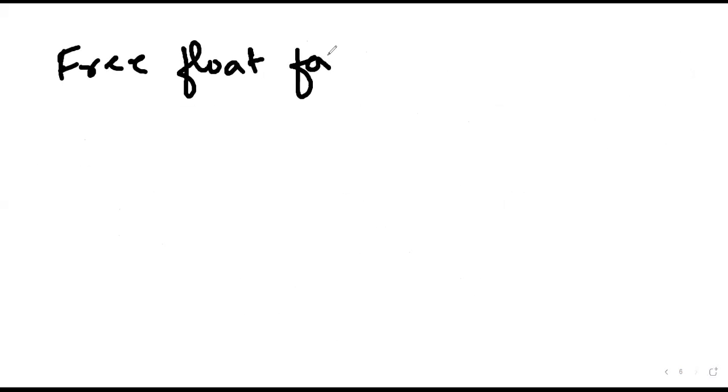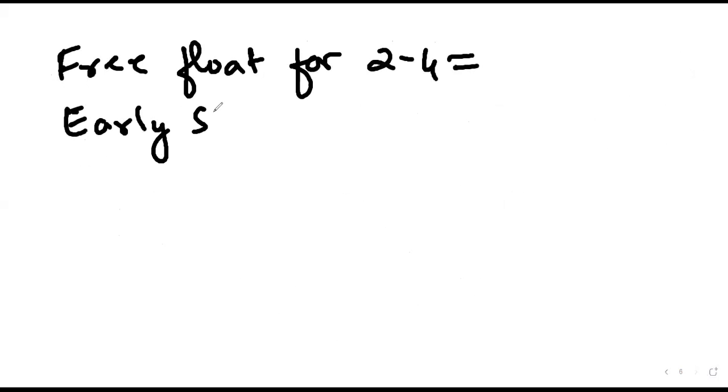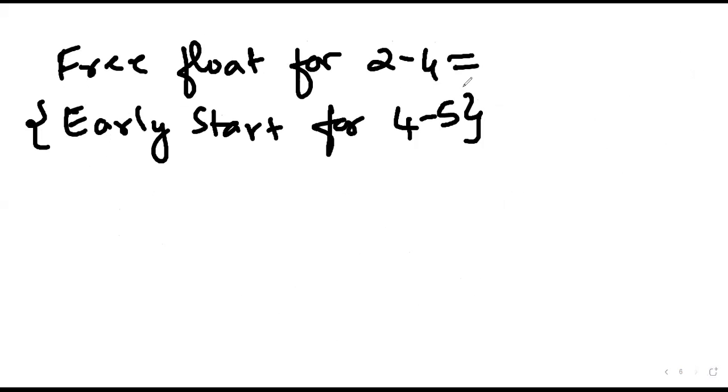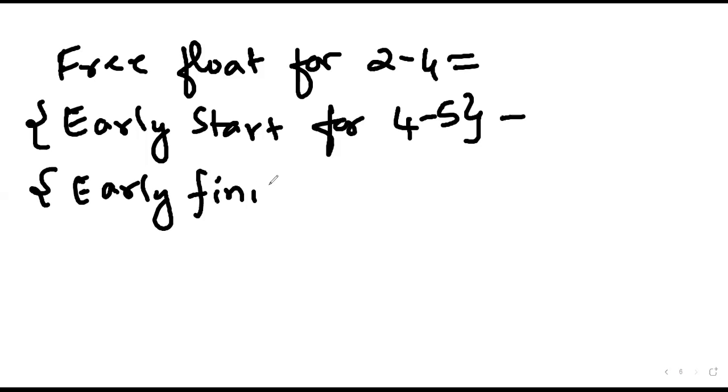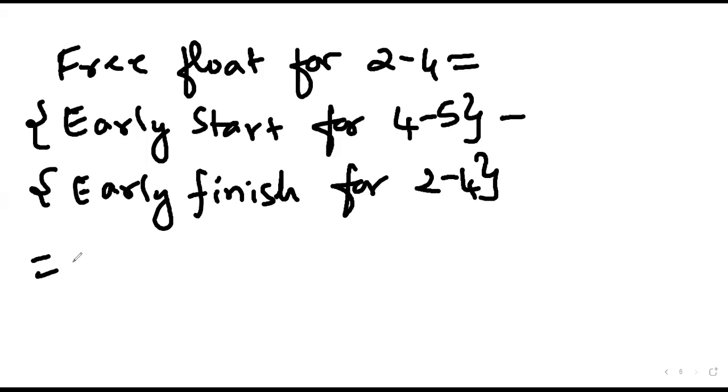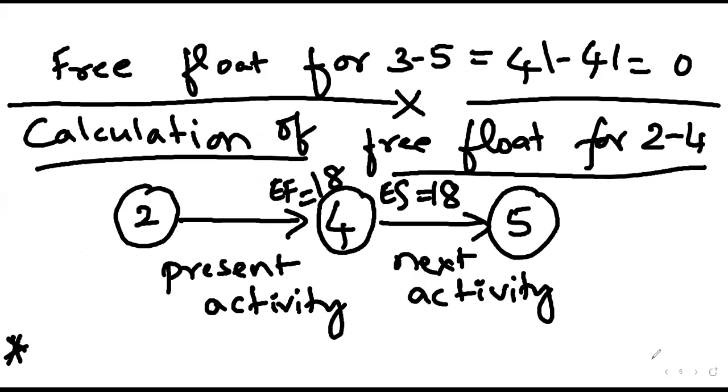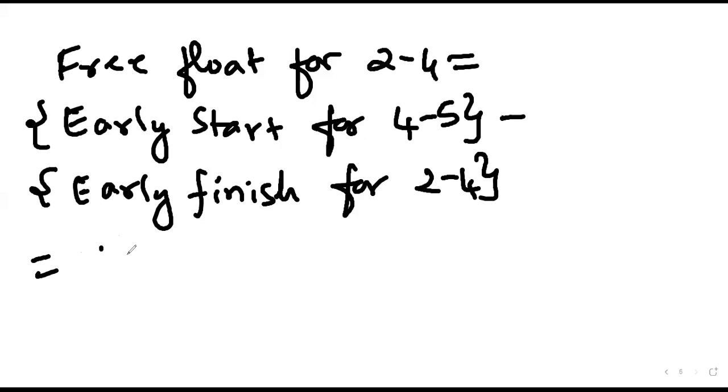Okay. So free float for 2-4 is equal to early start for 4-5 minus early finish for 2-4. So how much should be the answer here? You said it is 18 minus 18, which is 0. Free float for 2-4 is 0.